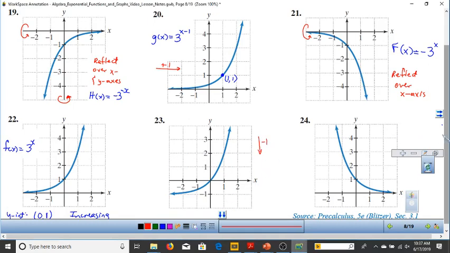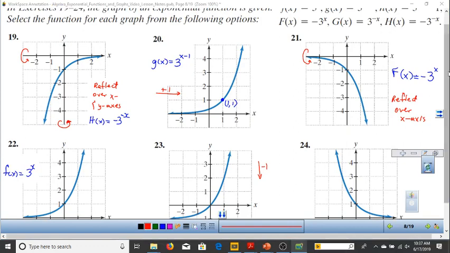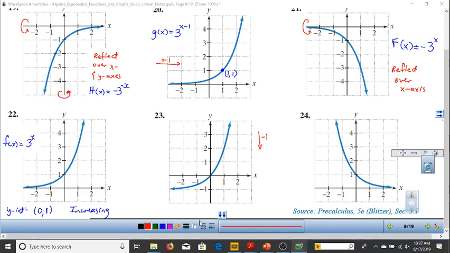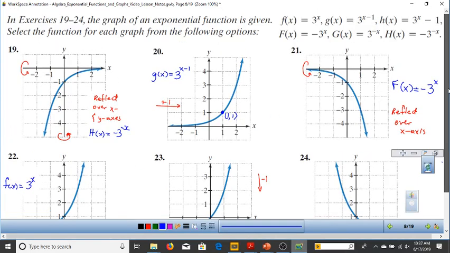So which function indicates a shift downward of f of x? Which one? Lowercase h of x. So I guess I can squeeze it in right here. H of x is equal to 3 to the x minus 1. Yeah? And then, of course, the other one, what did we do for the other one?